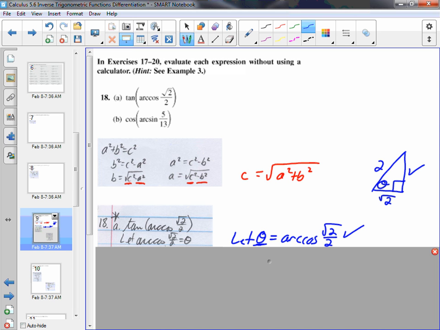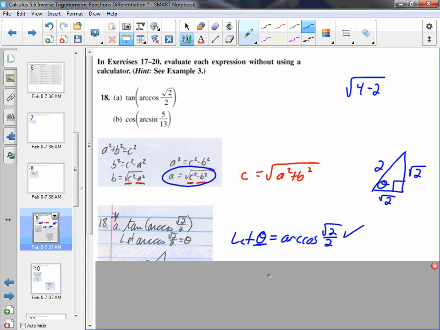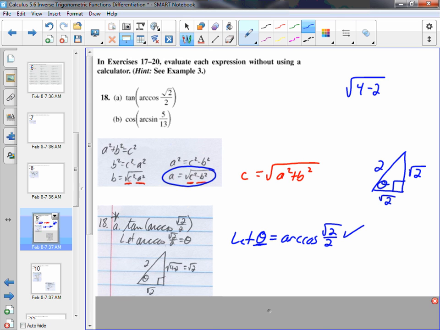Now, I need to solve for that missing leg. Because if I do, then I can write any trig ratio because I've got the triangle to look at. You can follow my logic? All right, so it would be the square root of the hypotenuse squared minus the other leg squared. So the square root of the hypotenuse squared minus the other leg squared. So that's the square root of 2. So that's what I had written there.